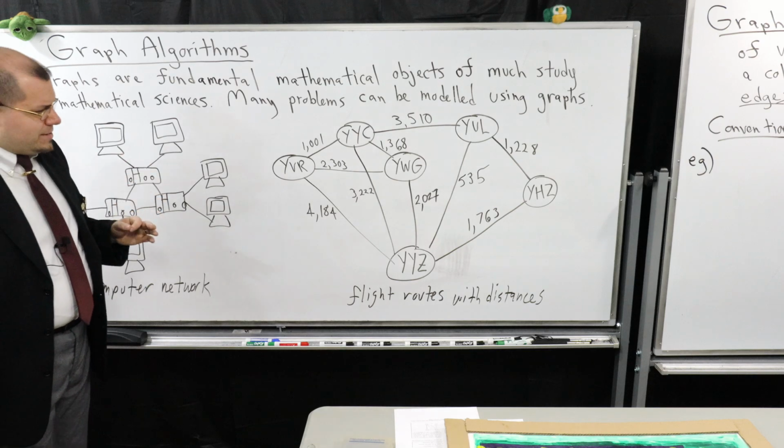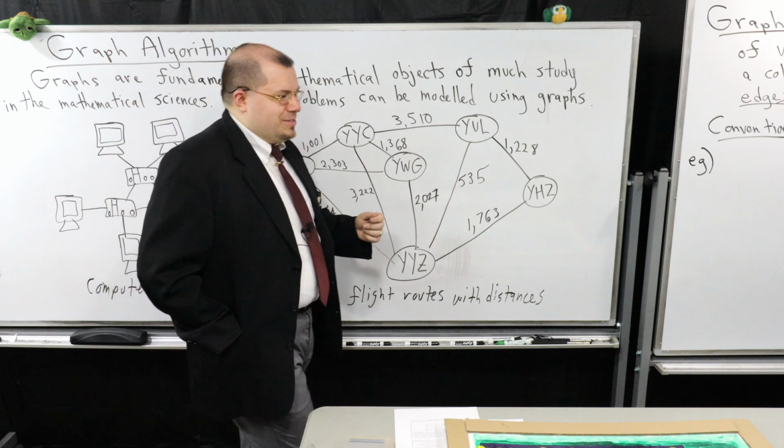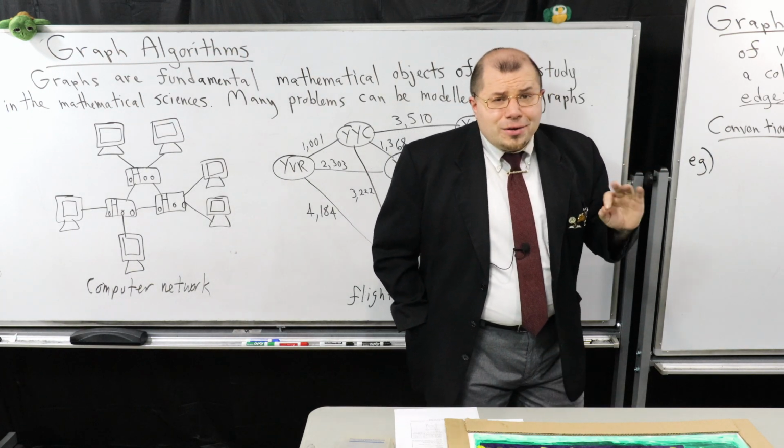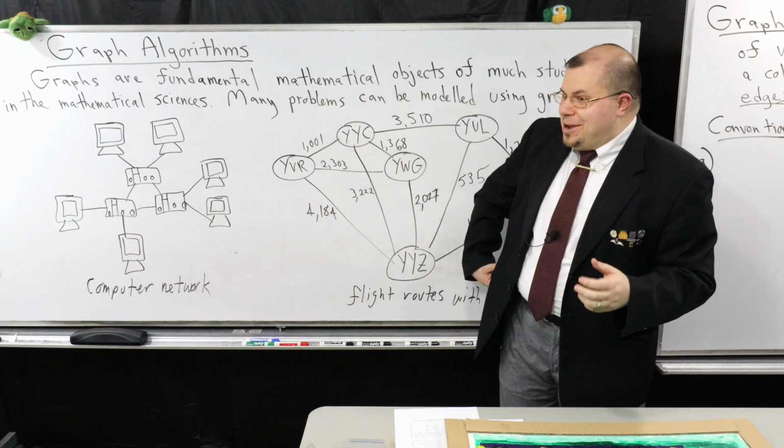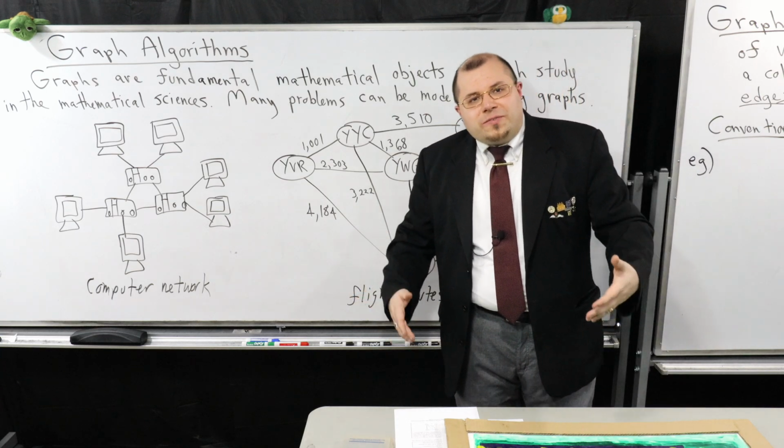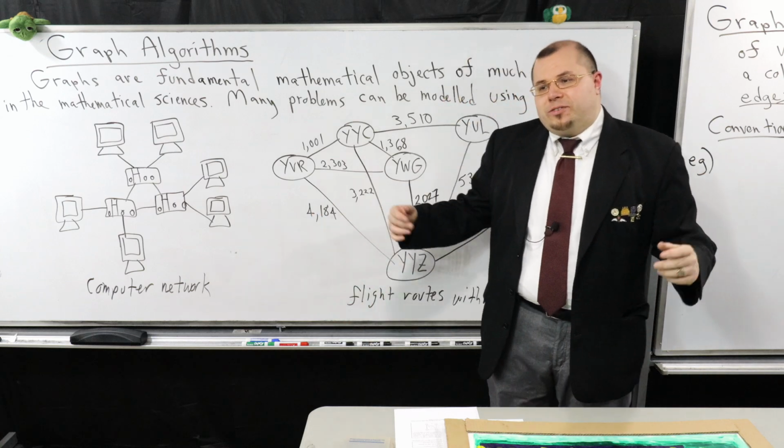There was a graph theorist I knew back in my undergraduate years. The motto that he essentially had in his research was that if there's a problem, there's a very high chance that you can model it using a graph.